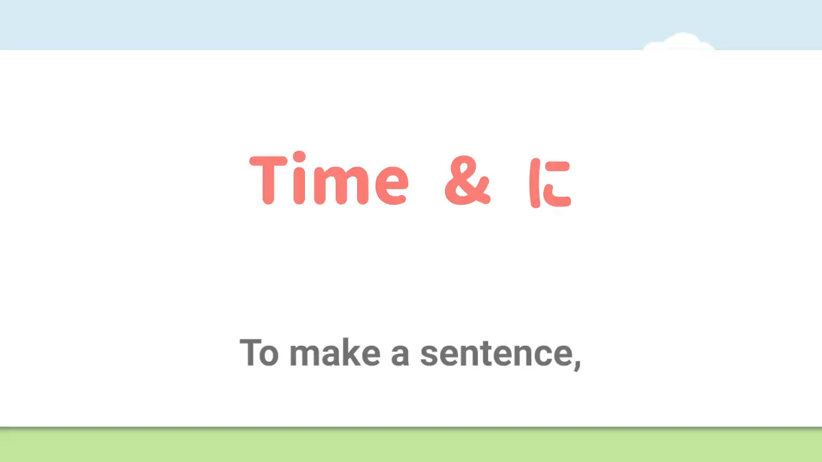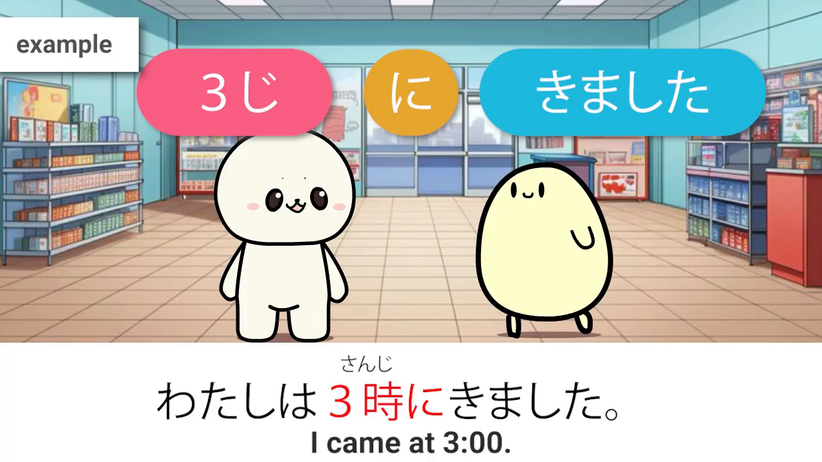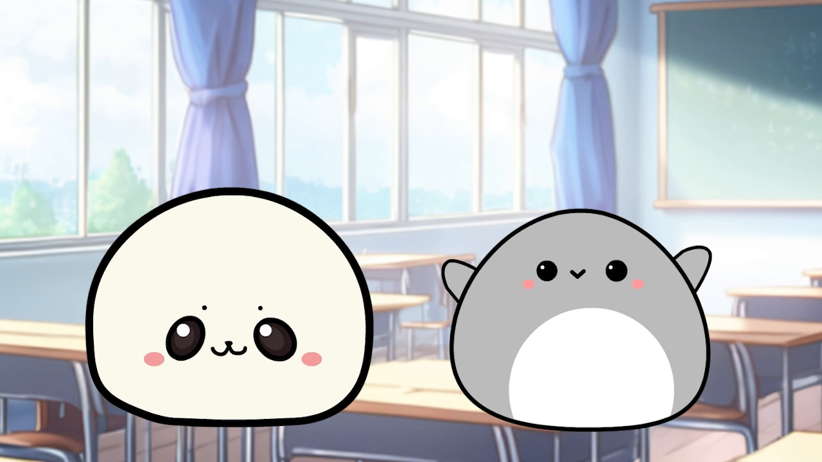Sentence construction. To make a sentence, you need to place time-related words and the particle に before verbs. 私は3時に来ました。Time-related word and particle に is placed before the verb. Then here are some example sentences.